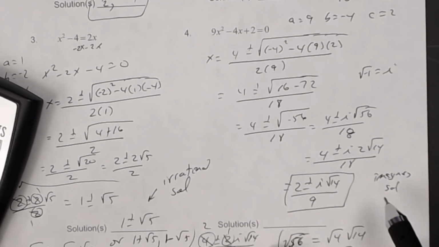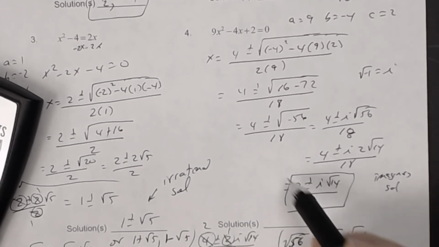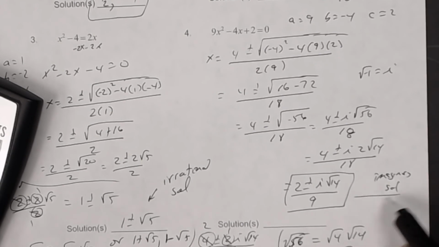And on MyMathLab, they would ask you to split it apart. So I don't have room here, but you would say 2 plus i square root of 14 over 9, comma, and the other one would be 2 minus i square root of 14 divided by 9.